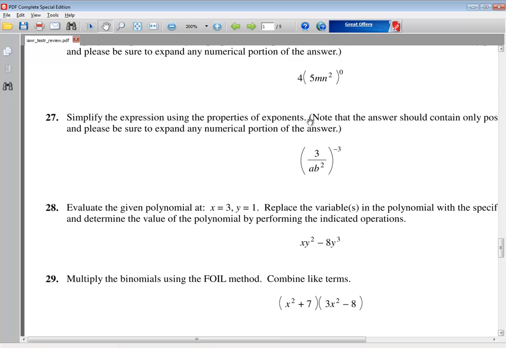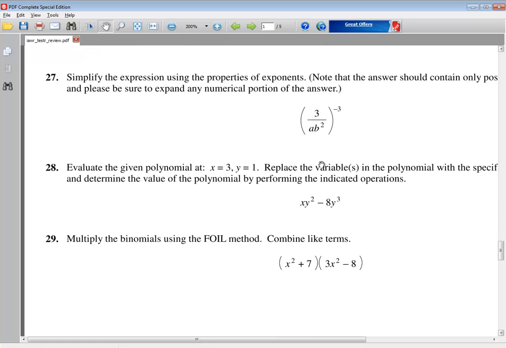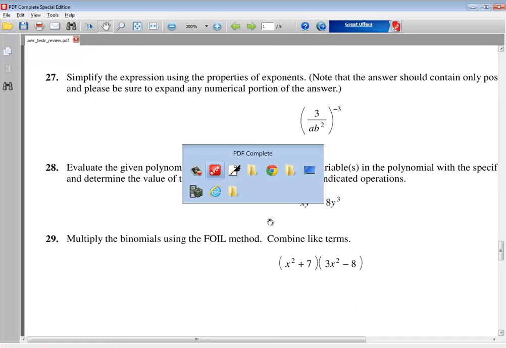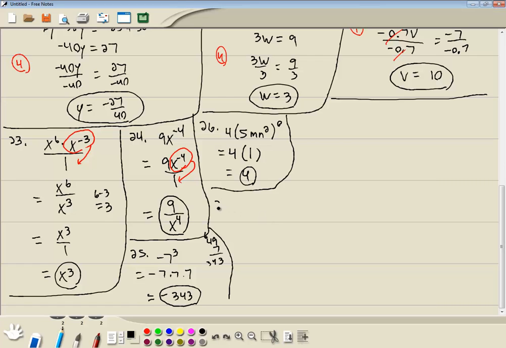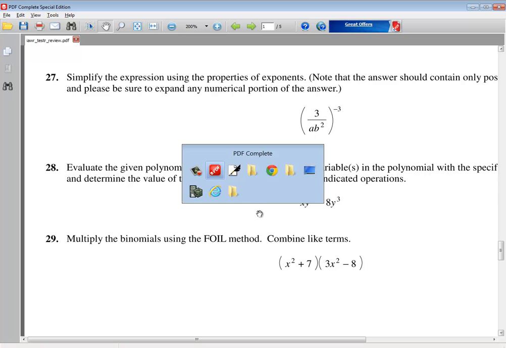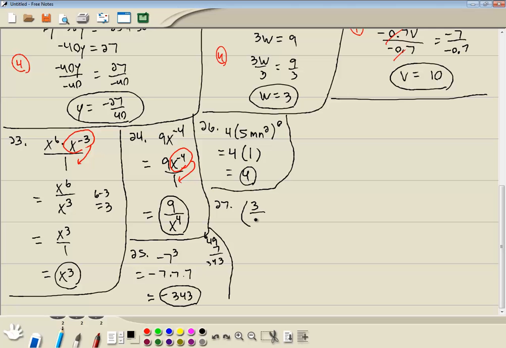Number 27. We got 3 over ab squared to the negative 3 power. Now remember, we had a property on this that says if you have a fraction to a negative power, you flip the fraction, you take the reciprocal of it. So we're going to have ab squared over 3 to the positive 3 power.